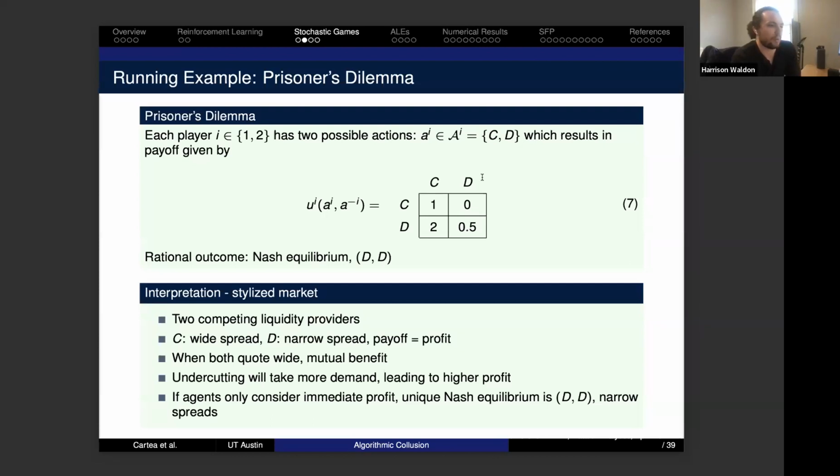So we interpret the prisoner's dilemma as a stylized market. Definitely very stylized, and I'll talk about the limitations, although a lot of them are clear. So with two competing liquidity providers, in our interpretation, each liquidity provider must quote a spread and can either quote wide or narrow. When both liquidity providers quote wide, there's mutual benefit and demand is shared equally among these higher prices.